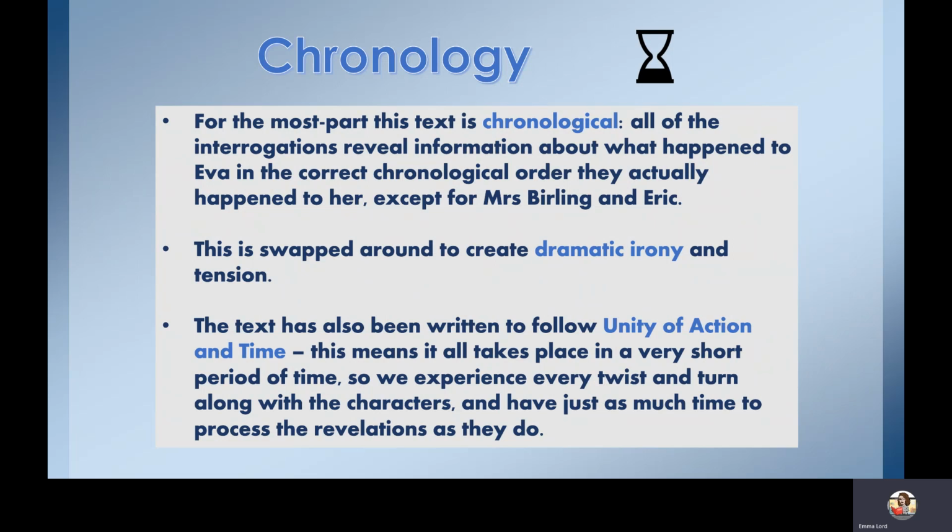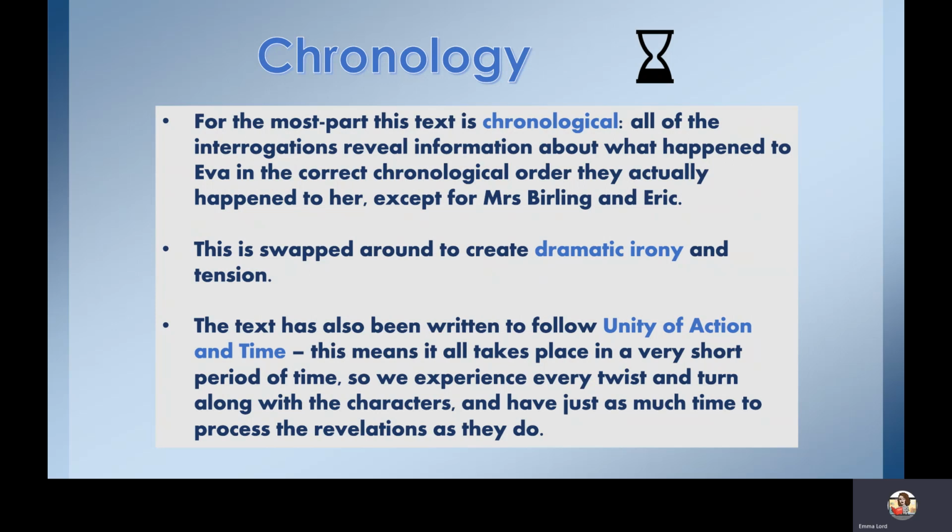Right, chronology then in this text. So this text, for the most part, is chronological. We do find out the outcomes of the interrogations in sequential order, apart from they swap around Mrs. Birling and Eric. So we find out about Mrs. Birling first, which of course is the most recent chronologically. It was only a couple of weeks ago that Eva got denied the help from the charity. And then we find out about Eric's affair with her after that.